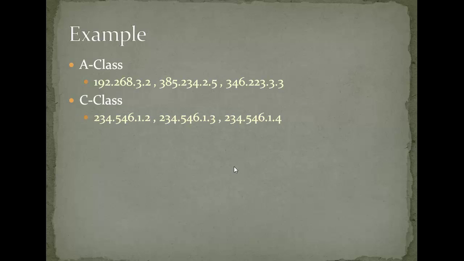So, an A-class example: these would be the IP addresses that your websites would be hosted on. So 192.268.32, and then 385.234.25, and then this. As you can see, there's no possible way to link them together or see that they're related in some way or form. But in C-class IP addresses, everything will be the same except the last digit. So it'll be like 0.1, 0.2, 0.3, and then 0.4.